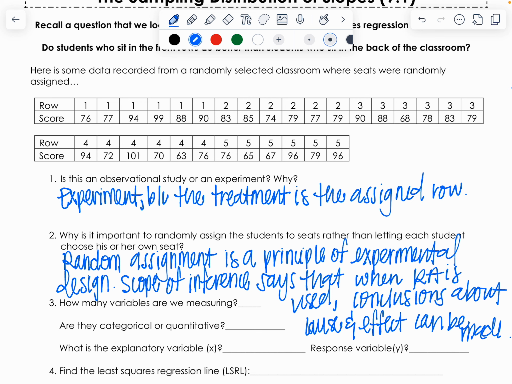How many variables are we measuring? 2, row and score. Are they categorical or quantitative? They are quantitative. Okay, what is the explanatory variable? X. That'll be the row that they are in. We are looking to see, does it explain the response variable, which is score.